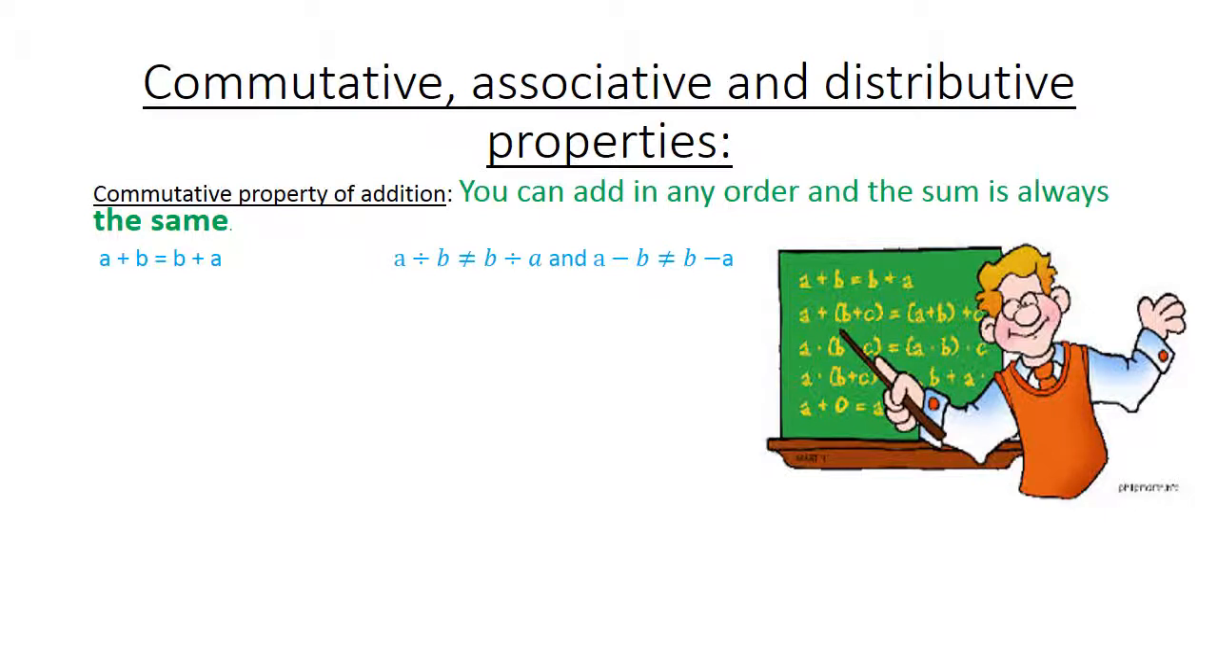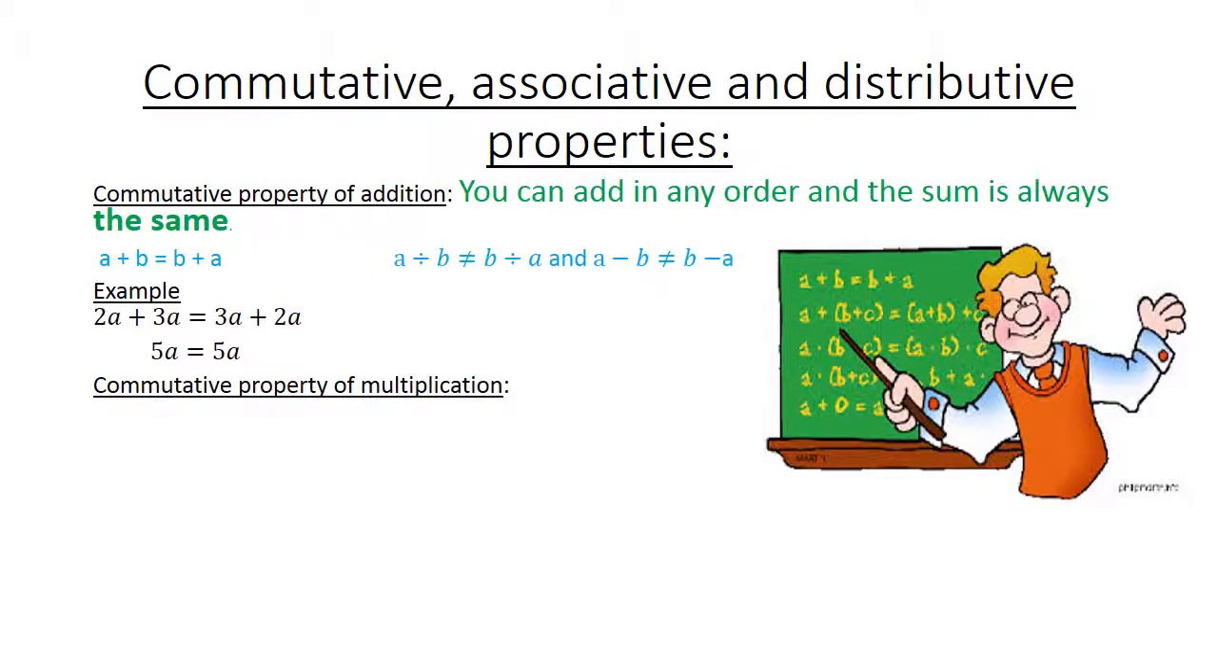Just remember, A divided by B does not equal B divided by A. And A minus B is not equal to B minus A. Example, 2a plus 3a equals 3a plus 2a. 5a equals 5a.